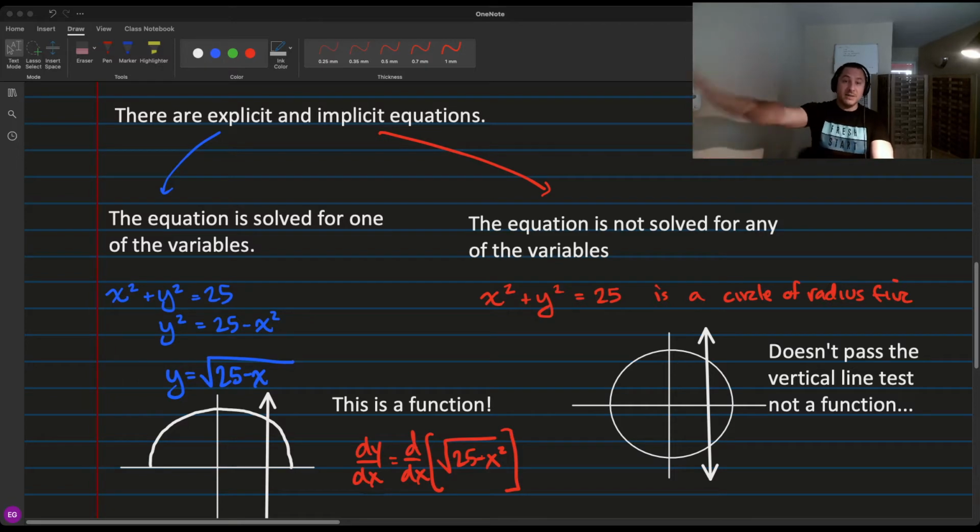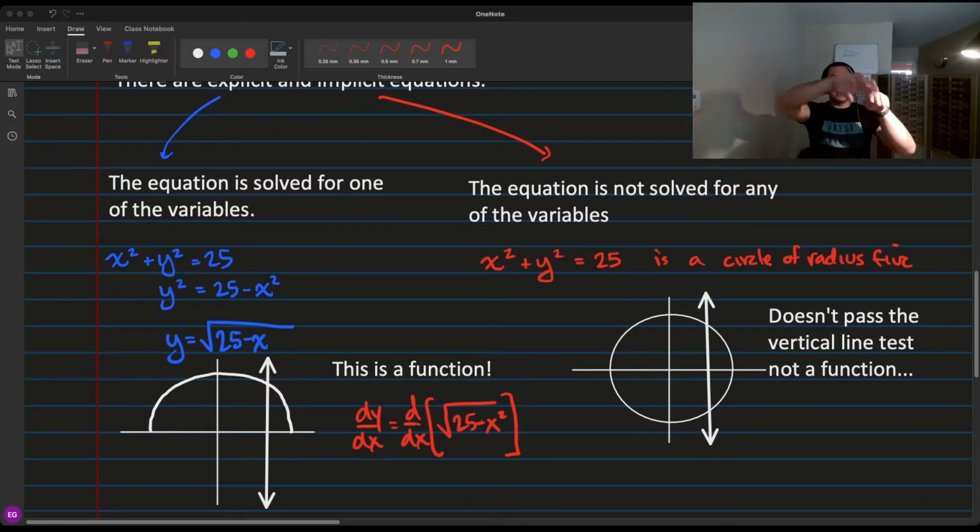Unfortunately, when you graph it, it doesn't pass the vertical line test because it's not a function. However, you can solve that equation for one of the variables, like what I did over here in blue, and you get y equals the square root of 25 minus x squared. If you graph this, you'll see that it's the top half of the circle, and you do get a function. With the techniques that we have so far, we know how to take the derivative of the one on the left. We don't know how to take the derivative and find the one on the right, so that's what we're going to do now.